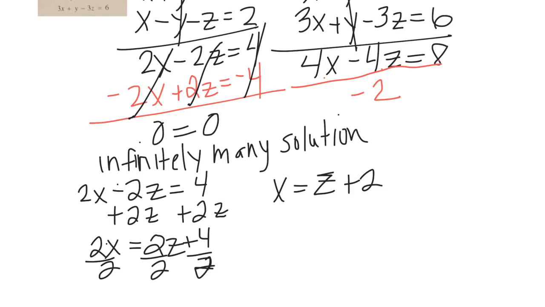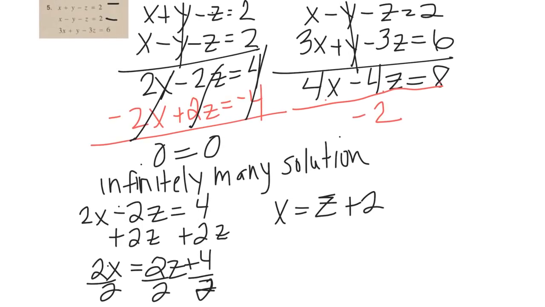I need to find y. So I'm going to go back to my original equation up here that says x plus y minus z equals 2. So x in this case is z plus 2, plus y minus z equals 2.